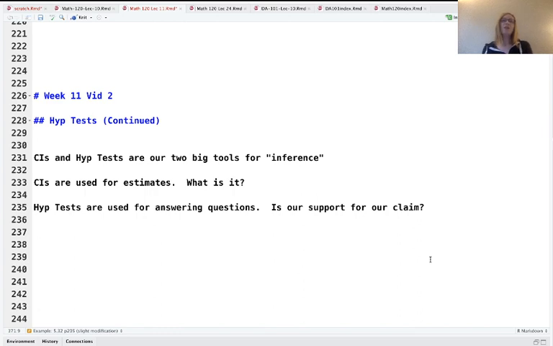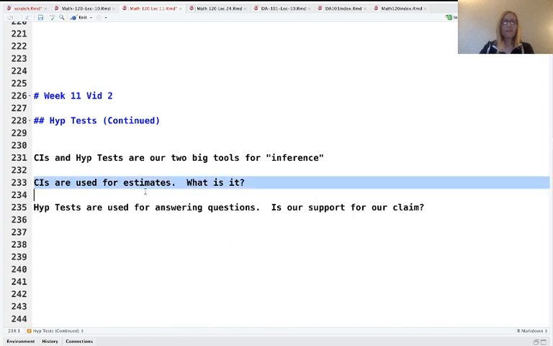Remember, confidence intervals and hypothesis tests are 2 big forms of statistical inference. Think to yourself, what is statistical inference? Statistical inference is the process of making conclusions about a population based on sample data. And there are 2 main ways that people do it: confidence intervals and hypothesis tests.